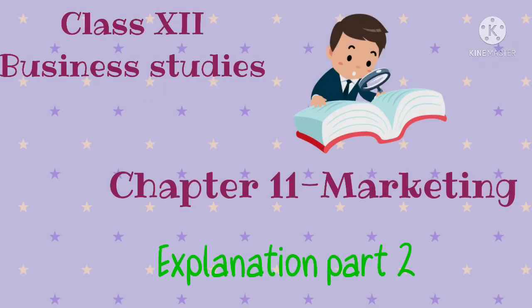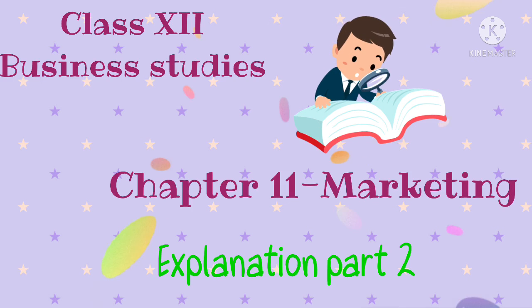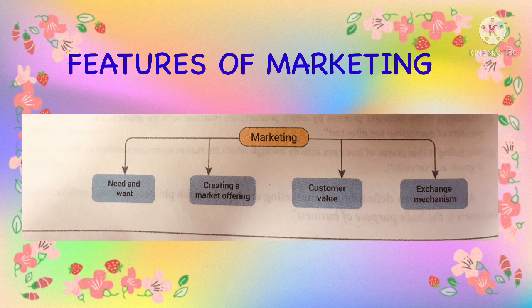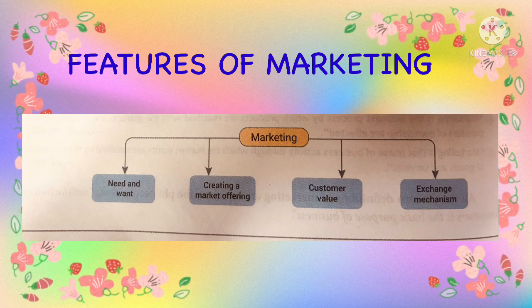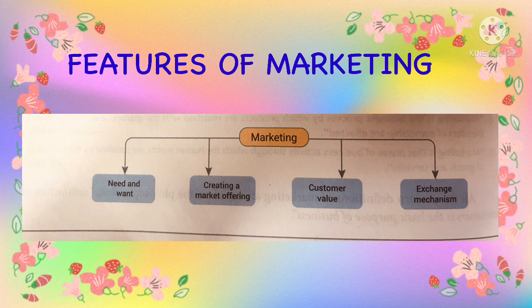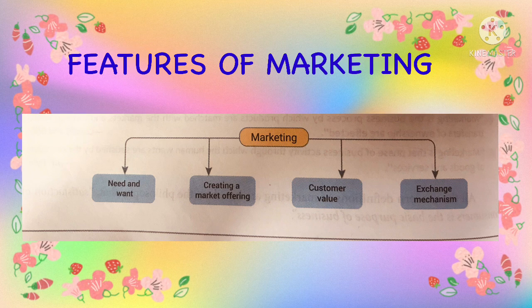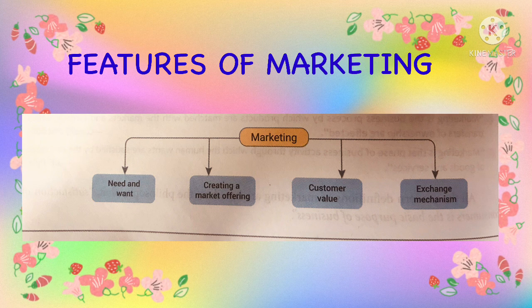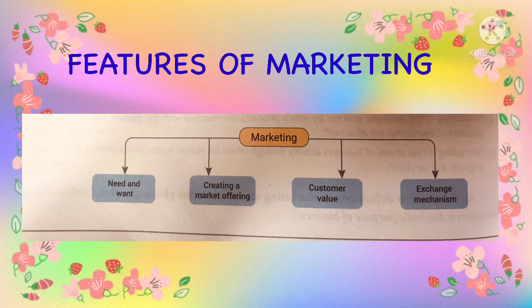Hello, welcome to Class 12 Business Studies, Chapter 11 Marketing Explanation Part 2. In this, we will be discussing the features of marketing. They are needs and wants, creating a market offering, customer value, and exchange mechanism.